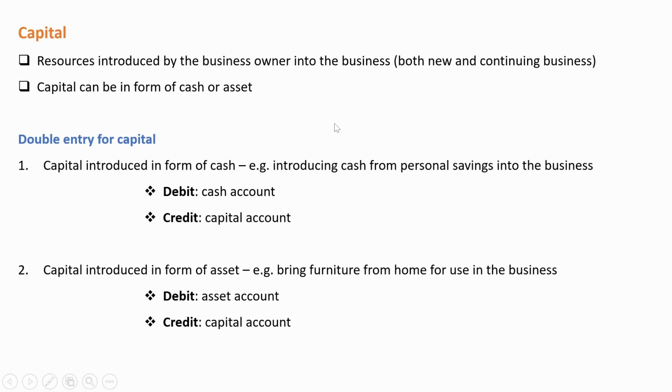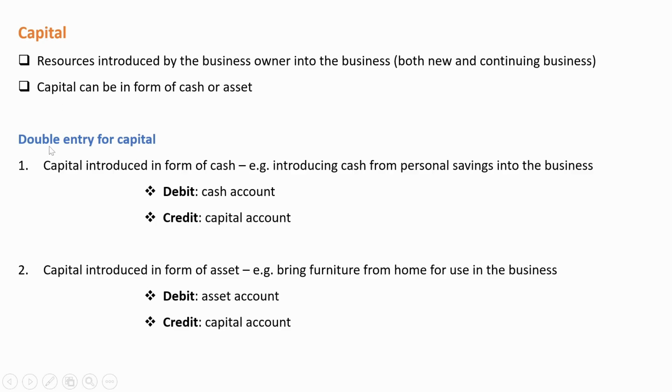So we start by defining capital. We can define capital as resources introduced by the business owner into the business, both new and continuing business. Most people refer to capital as the money that is required to start a business. So it can be for a new business, but it can also be for a continuing business. And it can be in form of cash or asset. So capital does not have to be only cash, it can also be an asset.